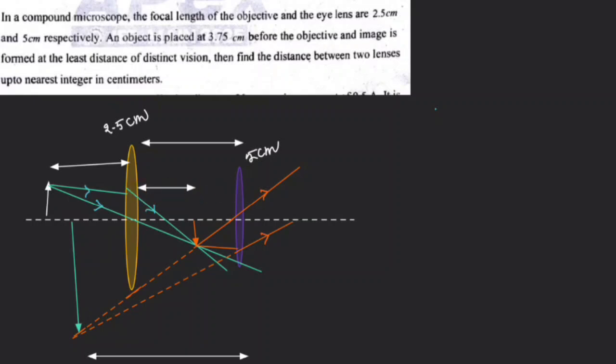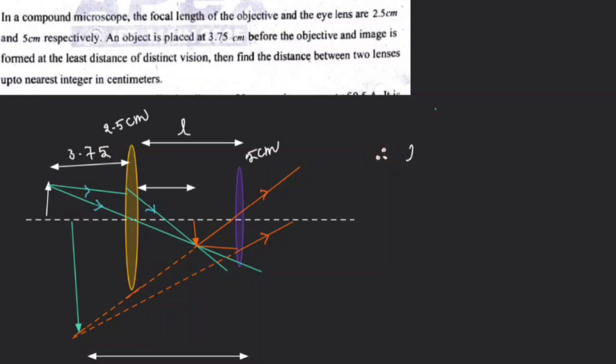So the distance between these two, we have to find out, is the tube length. And this eyepiece is forming the image at the least distance of distinct vision. So this distance will be equal to 25 centimeter. And what is this distance? This distance is 3.75. Therefore, you know the formula directly.